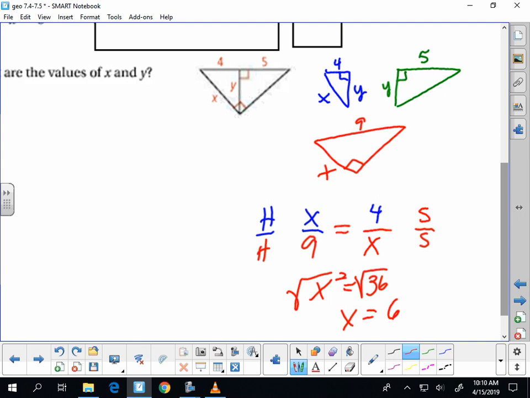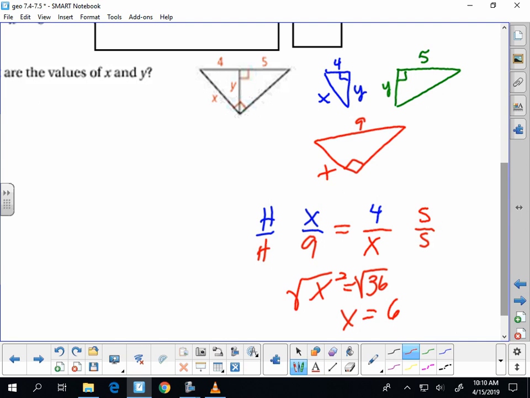We have to solve y, right? So y is in the little triangle. Is y the short leg, long leg, or hypotenuse of the little one? It's the long of the little triangle, so I have long and short in the little triangle. Find another triangle with long and short. Which one do I have?